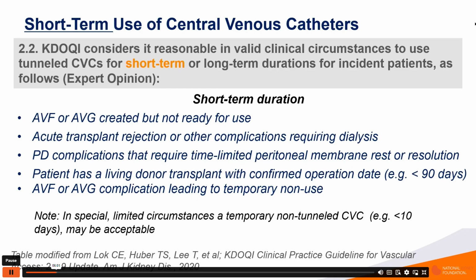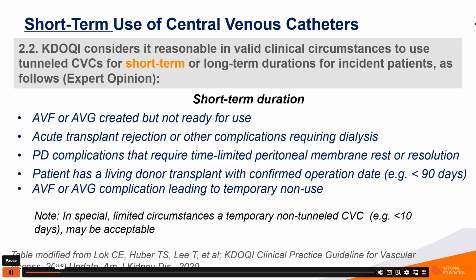So there are valid short-term uses for central venous catheters. They include having an AV fistula and AV graft that's not ready to be used, so they're not mature yet. If you have a kidney transplant and it's rejecting or there's some other acute complication, yet you still need to be supported with dialysis. If there's a peritoneal dialysis complication, Jeff, I know they do occur, and they need a time-limited peritoneal membrane rest or an equivalent, or if they have a pleural leak and they need some support, or the patient has a living donor transplant with a confirmed operation date. And I think that's really critical because we see all of these patients who say, oh yeah, I have a living donor, and 5 years later, they're still on dialysis without having that kidney transplant.